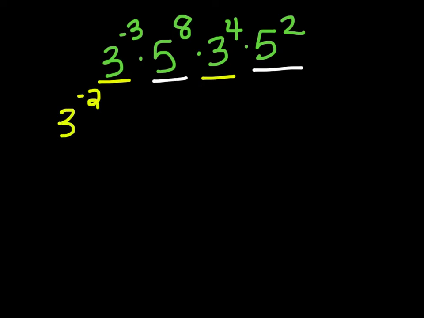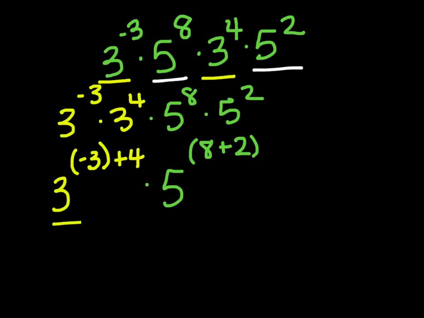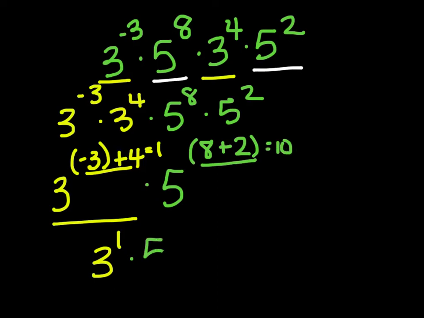So we have 3 to the negative 3rd power times 3 to the 4th power times 5 to the 8th power times 5 to the 2nd power. Now, following our rule from before, we can rewrite this as 3 to the negative 3 plus 4 times 5 to the 8th plus 2. So 3 to the negative 3 plus 4, negative 3 plus 4, that equals 1. So we have 3 to the 1st power times 5 to the 8 plus 2 equals 10, 5 to the 10th power.